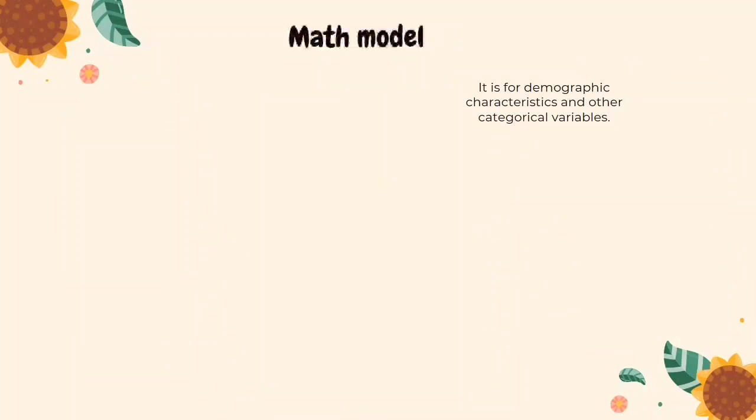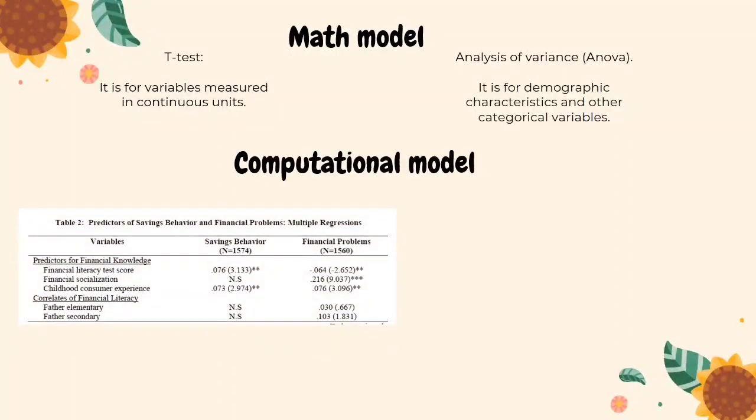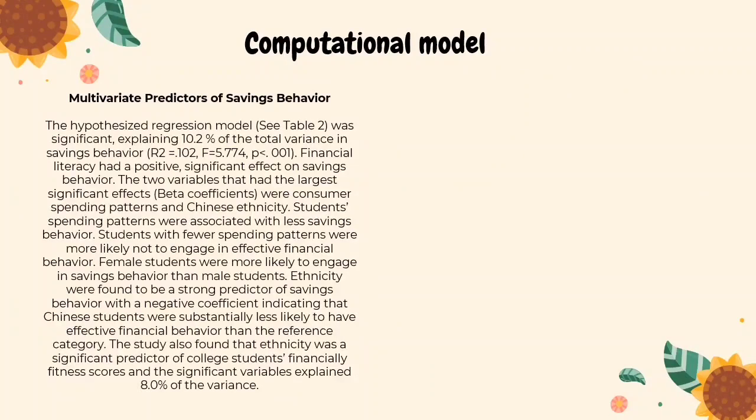Math model. T-test. It is for variables measured in continuous units. Analysis of variance, ANOVA. It is for demographic characteristics and other categorical variables. Computational model. Multivariate predictors of savings behavior.